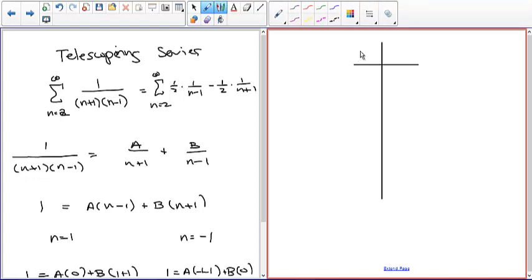So let's say this is n, and this is going to be a sub n. We start at n equals 2, 3, 4, 5. So what we're going to have is 1/2 times 1 over 2 minus 1, minus 1/2 times 1 over 2 plus 1.